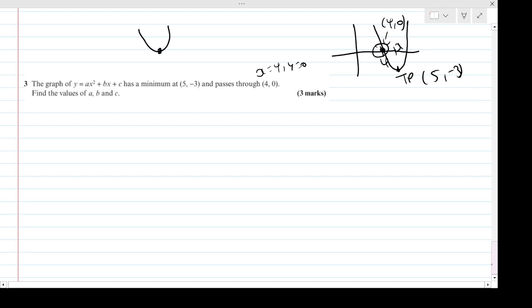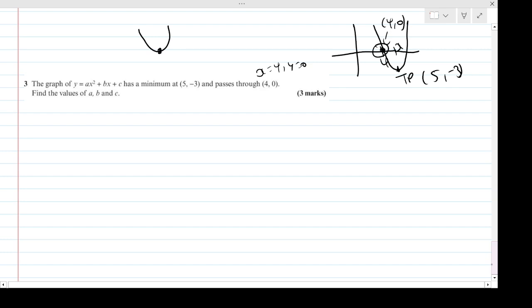Now this time they've not told us both the roots, so we can't just work out the two factors, right? And then expand. But what they've given us instead is actually the turning point this time round. Well, actually, we could kind of reverse engineer and work backwards with completing the square.